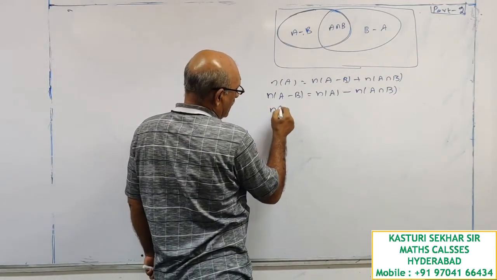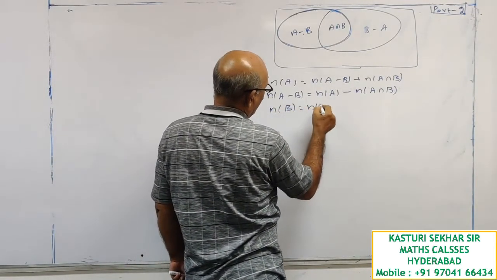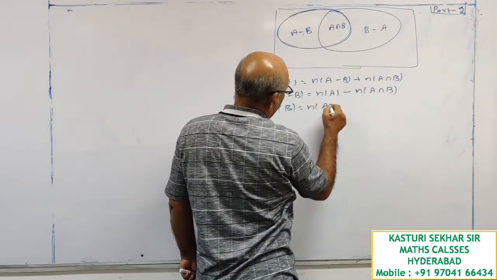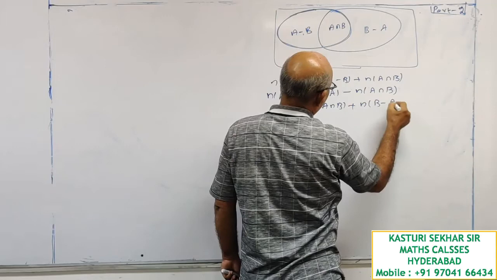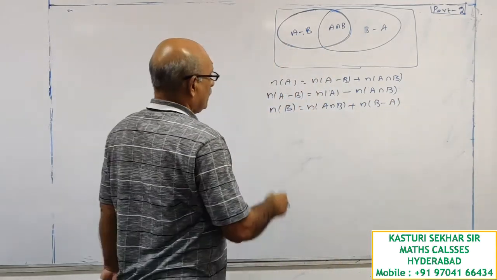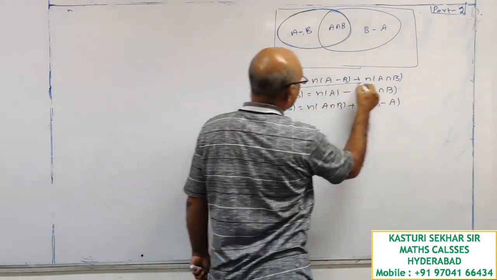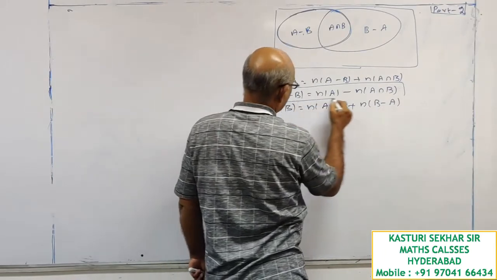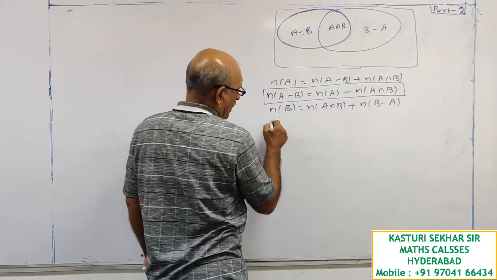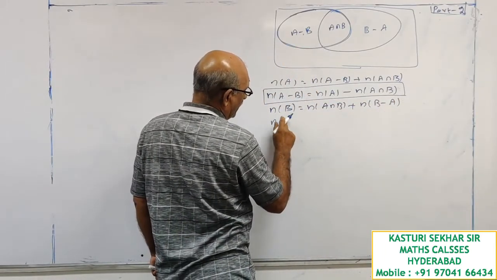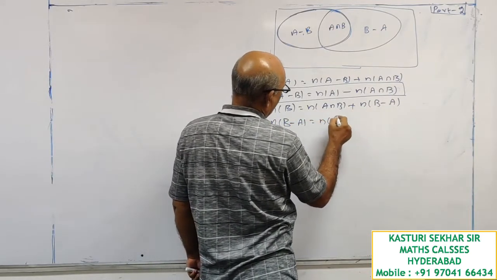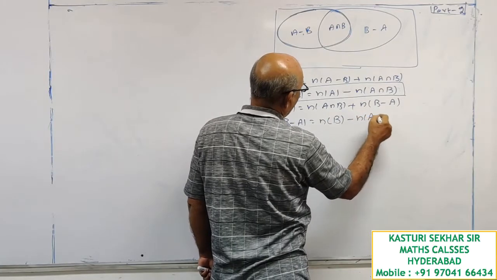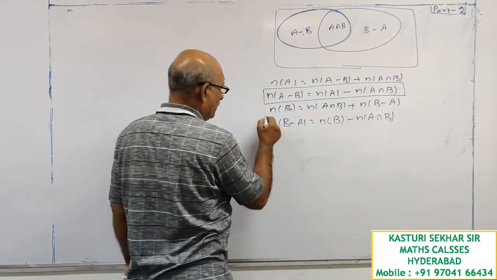Similarly, number of elements in set B is A intersection B plus number of elements of B minus A. Number of elements of B minus A is equal to number of elements of B minus number of elements of A intersection B.